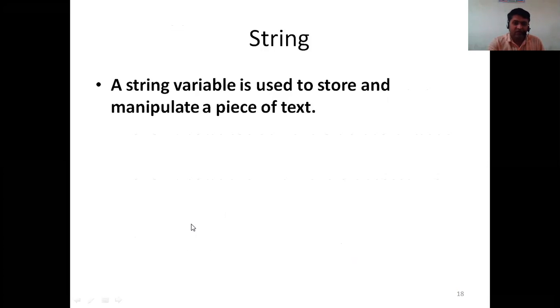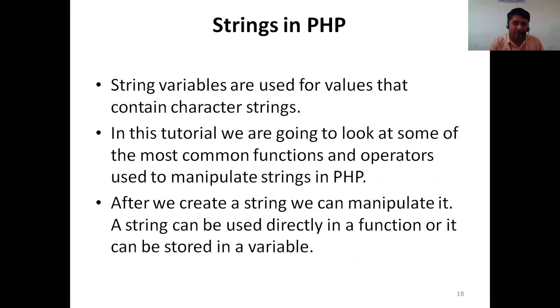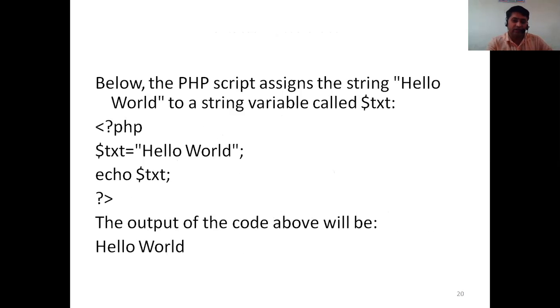Next, string. A string variable is used to store and manipulate text. String variables are used for values that contain character strings. In this tutorial, we are going to look at some of the most common functions and operators used to manipulate strings in PHP. After we create a string, we can manipulate it, and a string can be used directly in a function, or it can be stored in a variable.